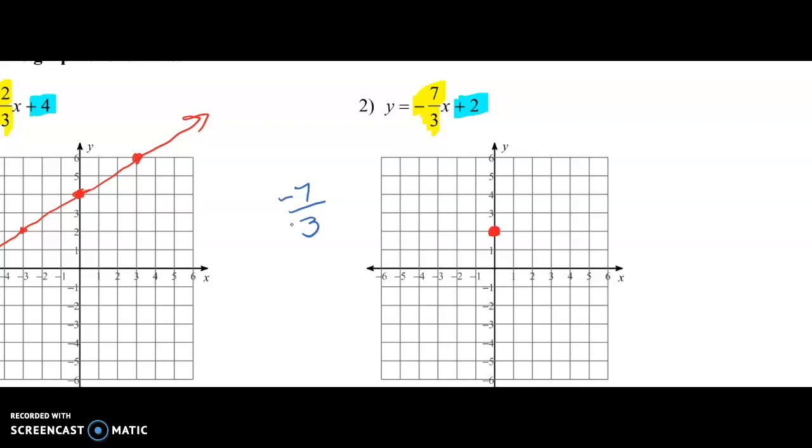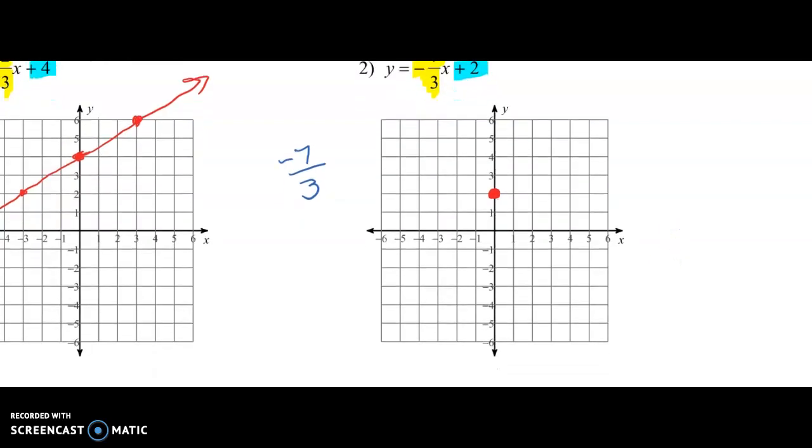So that means my rise number is a -7. So I'm going to have to go down 7 and then to the right 3. All right, so down 7, 1, 2, 3, 4, 5, 6, 7. And to the right 3, 1, 2, 3. Put a dot. And there we go. There's my 2 points to make my line.